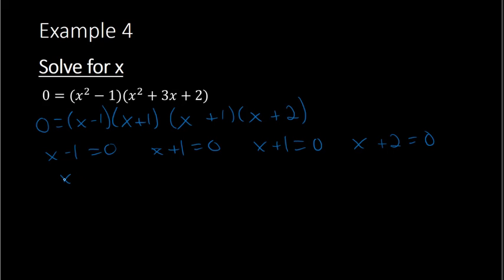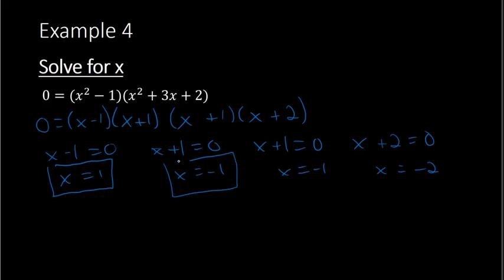If I solve each of these, I'm going to have x equaling 1, x equals negative 1 again, and then x equals negative 2. Now with the double answer, there's no need to write it twice. So my answers would simply be 1, negative 1, or negative 2.